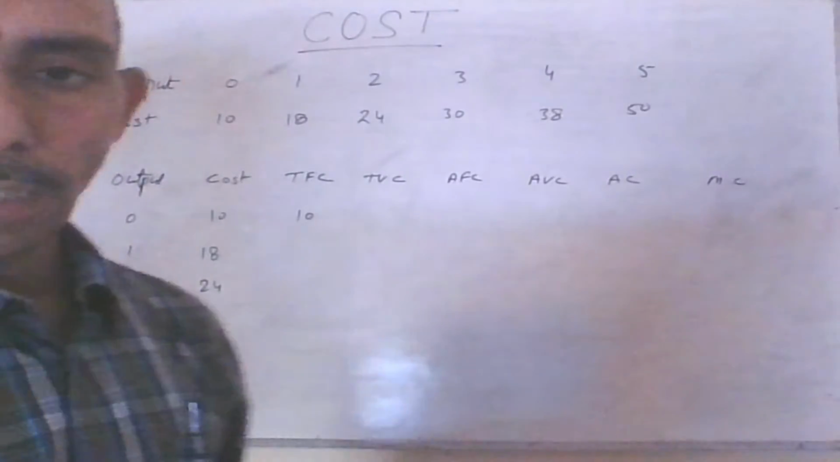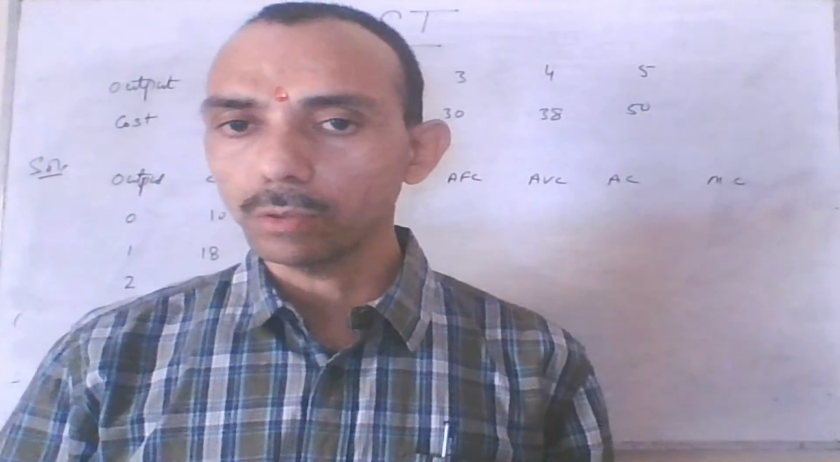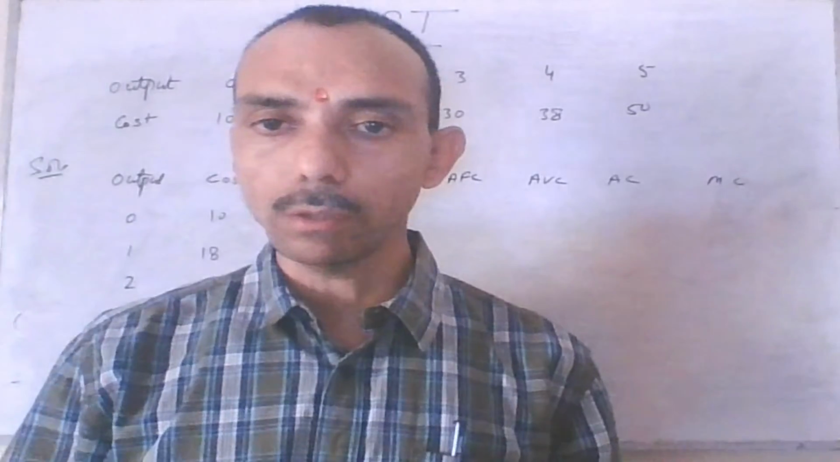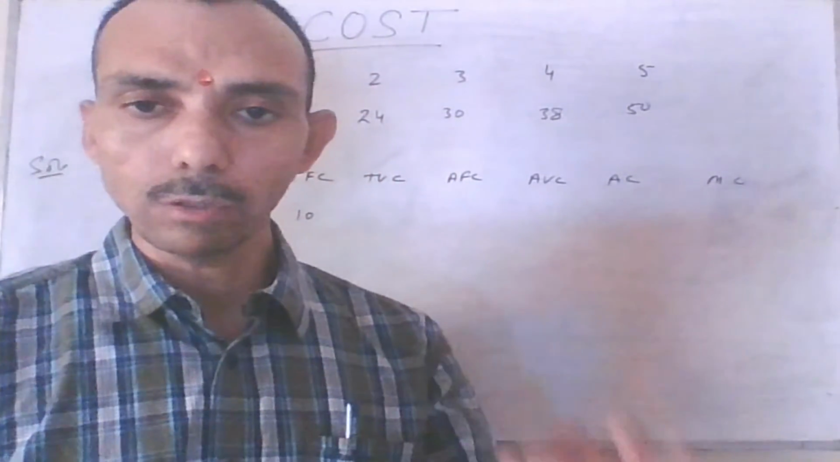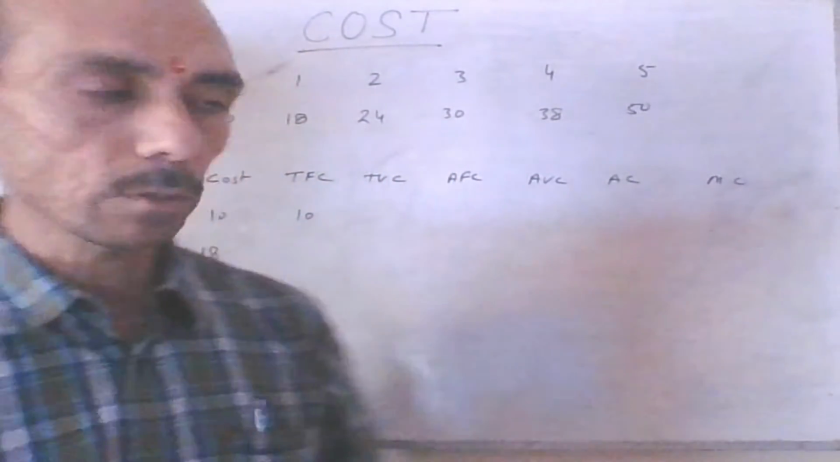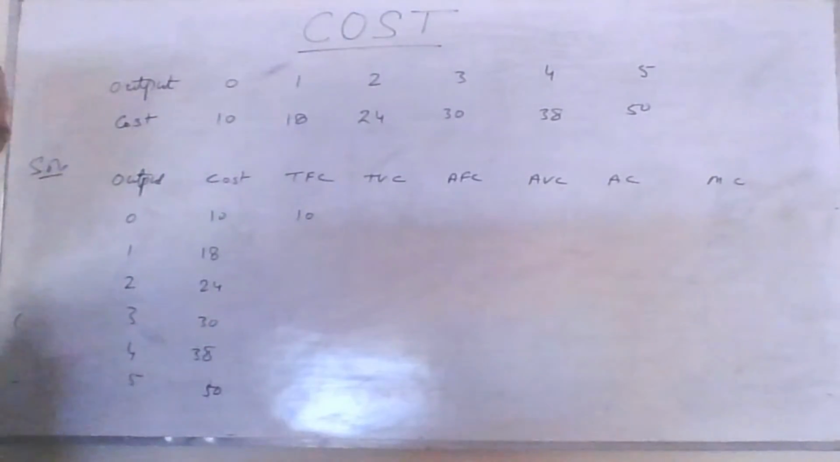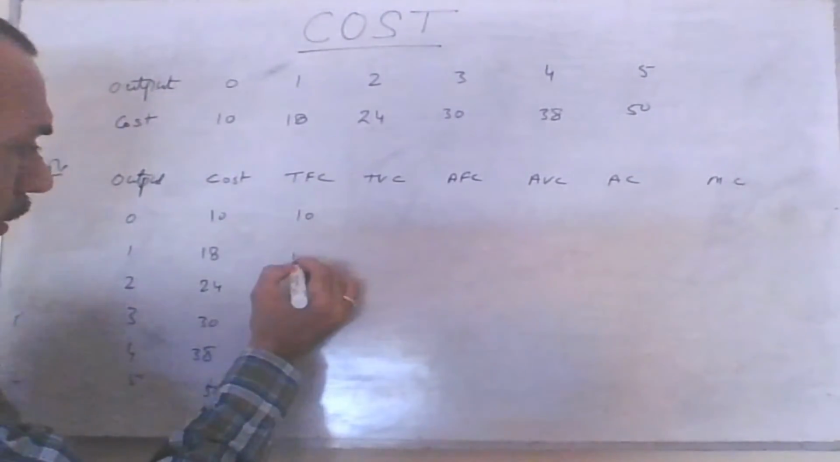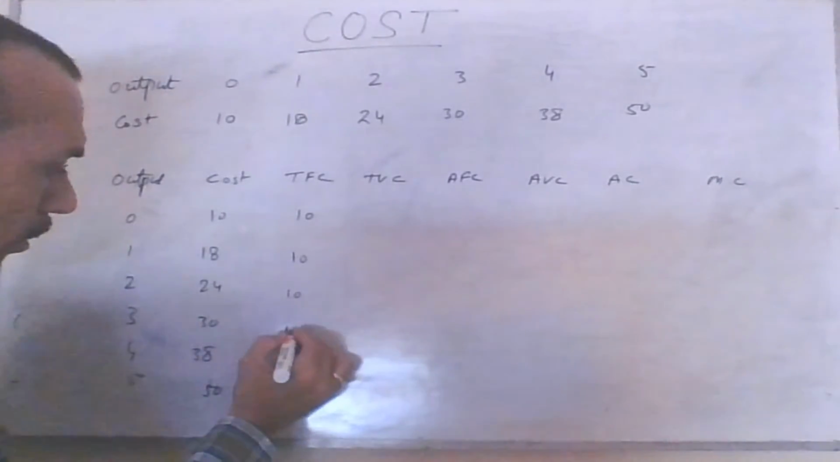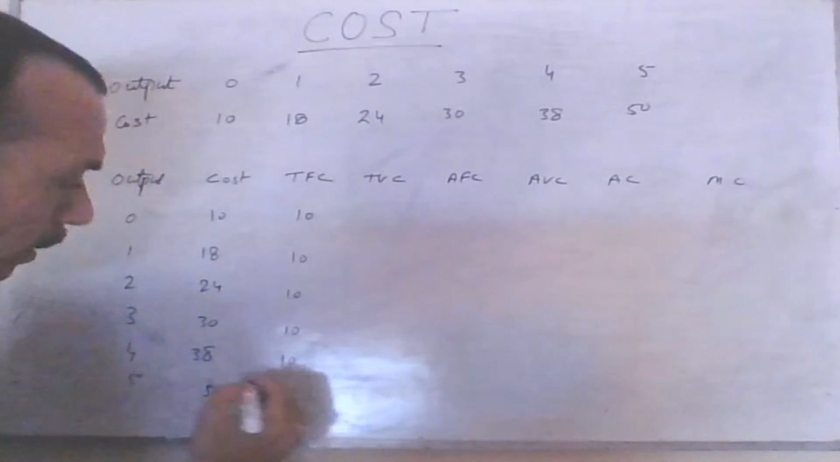Remember, in the short run, when output is 0 and there is cost, it means the cost equals total fixed cost, because at the 0 level of output there is no variable cost. Because total fixed cost remains fixed at all levels of output, it means AFC remains fixed at all levels of output.